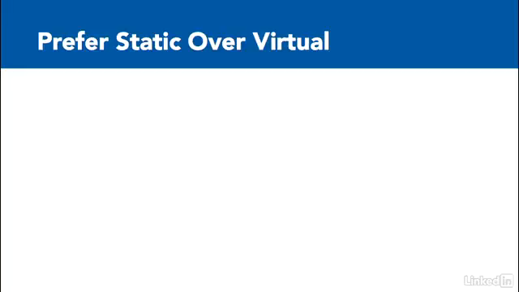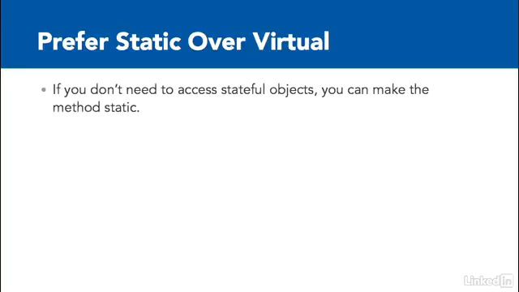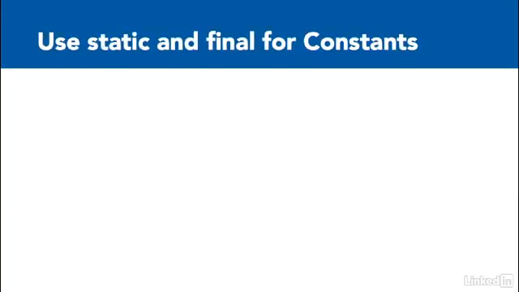Another thing you can do to reduce memory usage is to prefer static methods over virtual or instance methods. If your method code doesn't need to access stateful objects, make the method static, and its invocation will be 15 to 20% faster and will use a bit less memory. You can also improve memory usage by setting static and final on constant values.